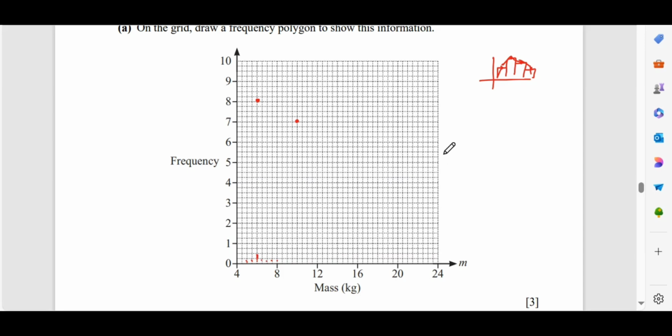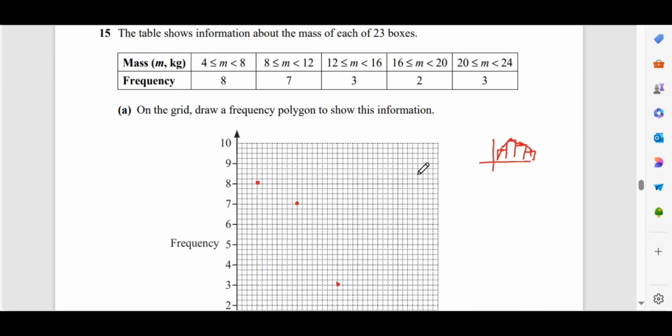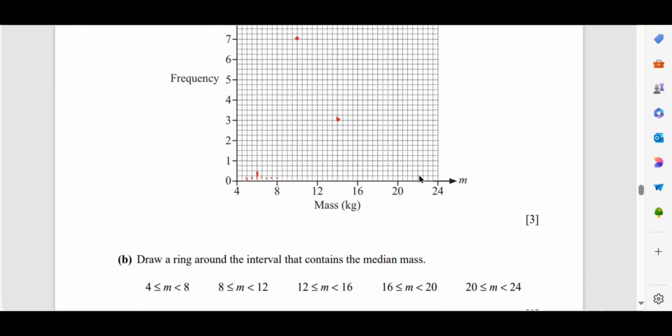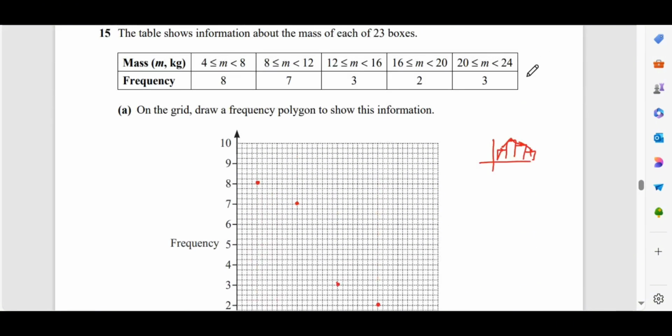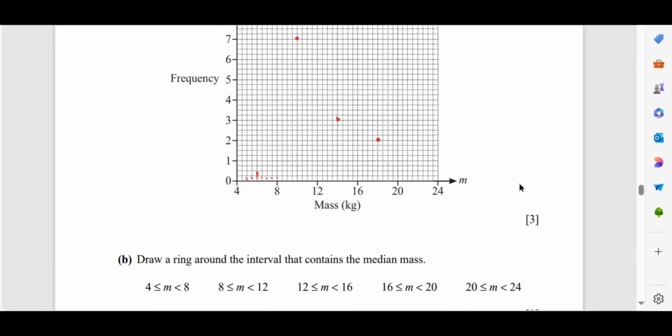Okay, so we check between 12 and 16, 3. So 12 and 16, that's 3 here. 1, 2, 3, 4, that's the middle of that one. Then between 16 and 20, we have 2. So 16 is here. Place it up to 2. Then we count 1, 2, 3, 4 to get the middle between 16 and 20. And the last one, 20 and 24, which is 3 also. So from 20 to 3, and we look for the middle, 1, 2, 3.